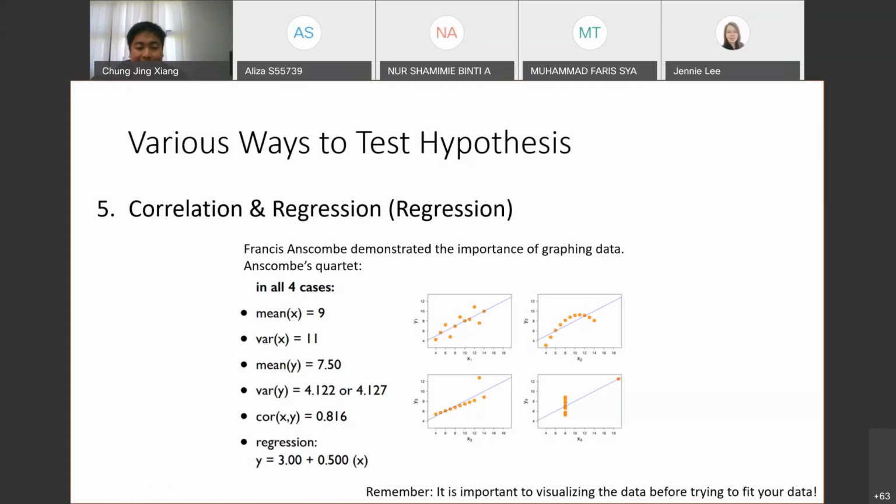But what I mean is you can have four different cases with the same setting like this: same mean of x, variance of x, mean of y, variance of y, and a very high correlation. You calculate the regression line and you get one blue line like this. If you did not plot your data, you would say the regression line is like this, this is the regression we get from our data. But it can be misleading. So you have to plot out your data.